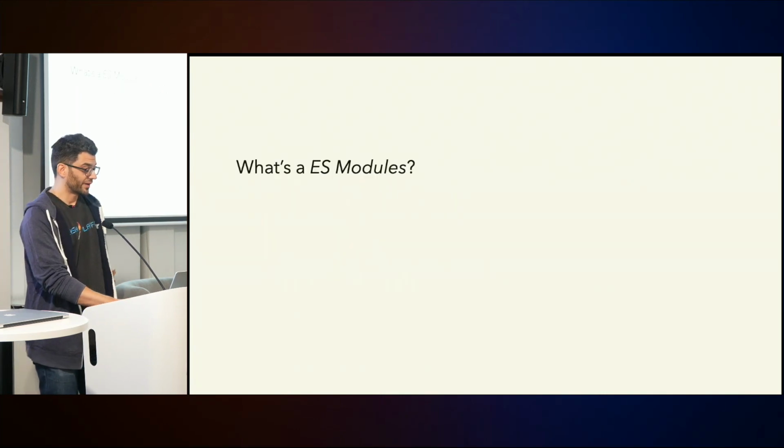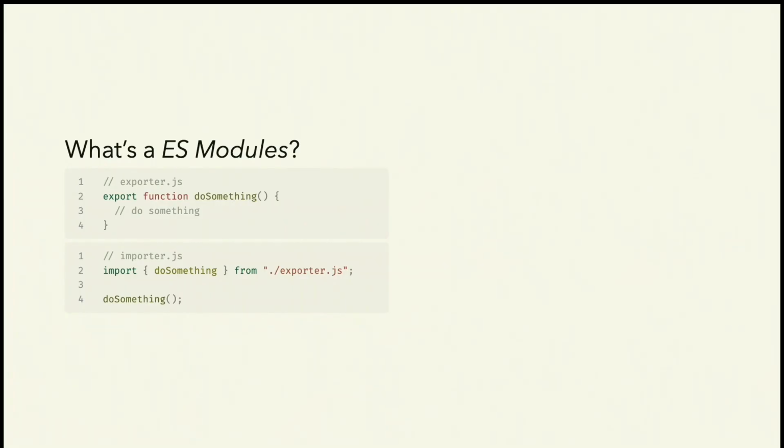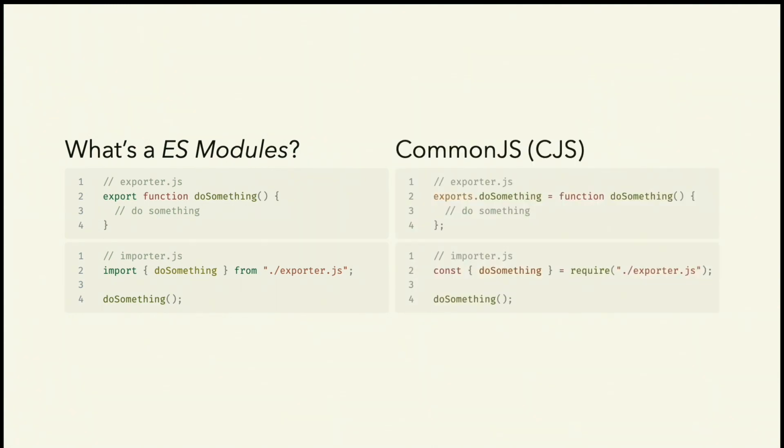So what are ES modules? Well, in a nutshell, you have a way to import and export stuff from two modules. So you have the export keyword, which marks something as exportable, and then you have the import keyword. These can only be at the top level. In CommonJS, this would be equivalent to module.exports or exports and require. Although there are subtle differences between there, we'll see what those are.